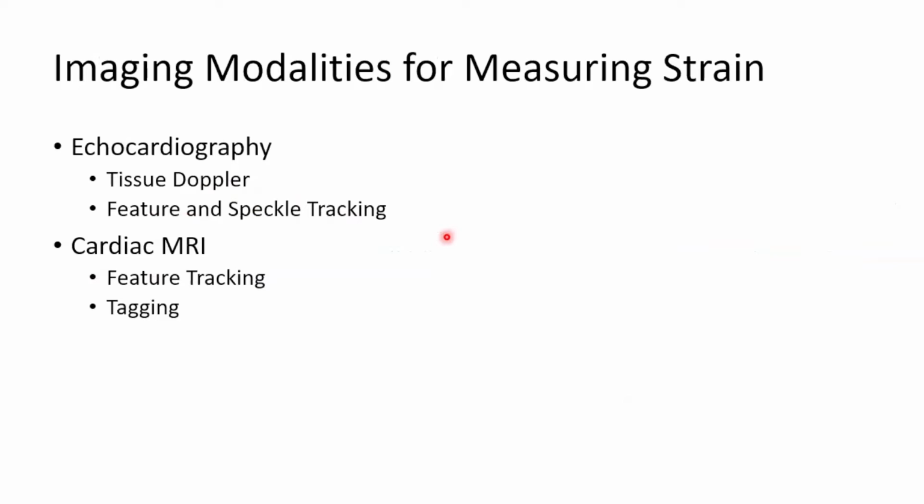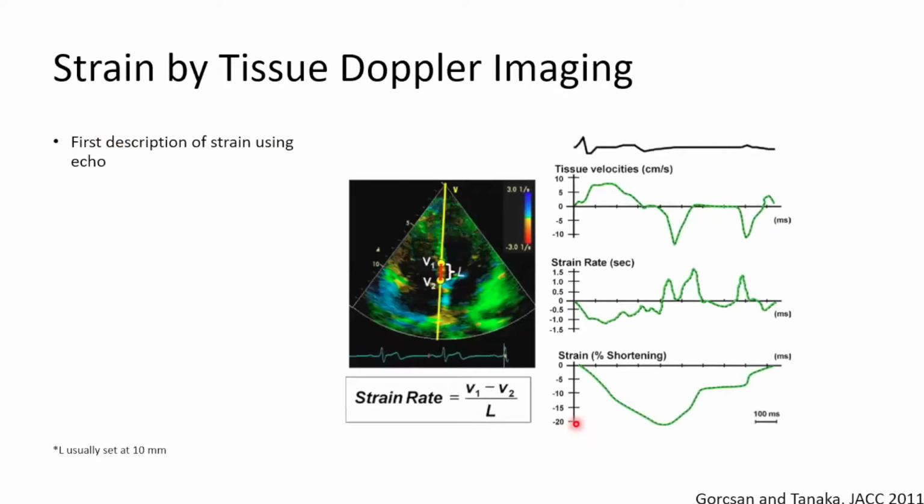So coming to how we actually can look at strain non-invasively, there are multiple imaging modalities we can do this with. Of course, echocardiography is our standard at this moment. And within echo, there are two types of ways we can do that. One is tissue Doppler and the other is feature and speckle tracking, which I'll go through. Because this is solely based on echo, I'll talk about the echo components, but also to remind us that there's also cardiac MRI that can be used for measuring strain. And they use a very similar technique of feature tracking, or we can use tagging in cardiac MRI. So first I'll talk about tissue Doppler imaging and strain using tissue Doppler.